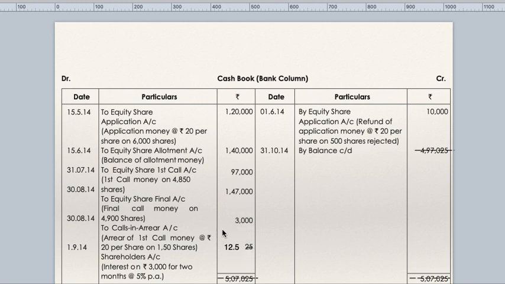But interest on calls in arrears, that is on first call, is not 25 rupees but it is 12 rupees 50 paisa. So change this to 12 rupees 50 paisa. It is not for 2 months which is shown in the books, it is for 1 month. So this total will change and your balance carried down will also change. So make these necessary changes in the cash book.